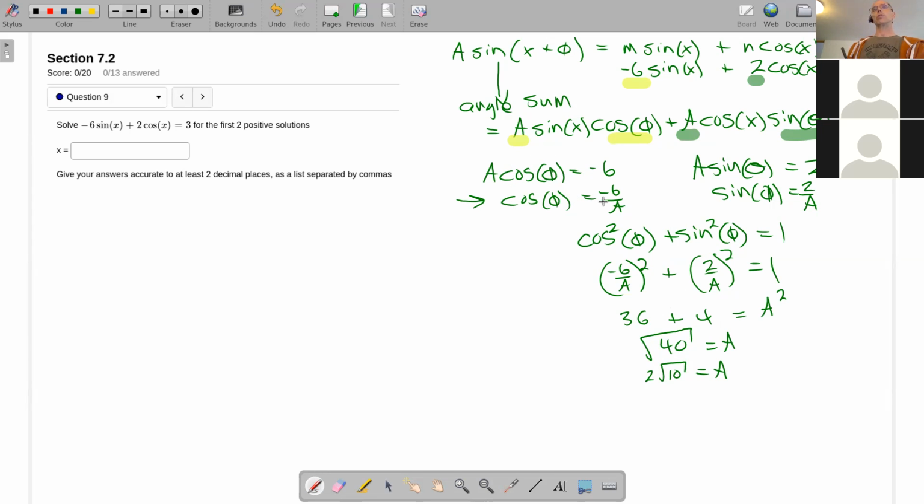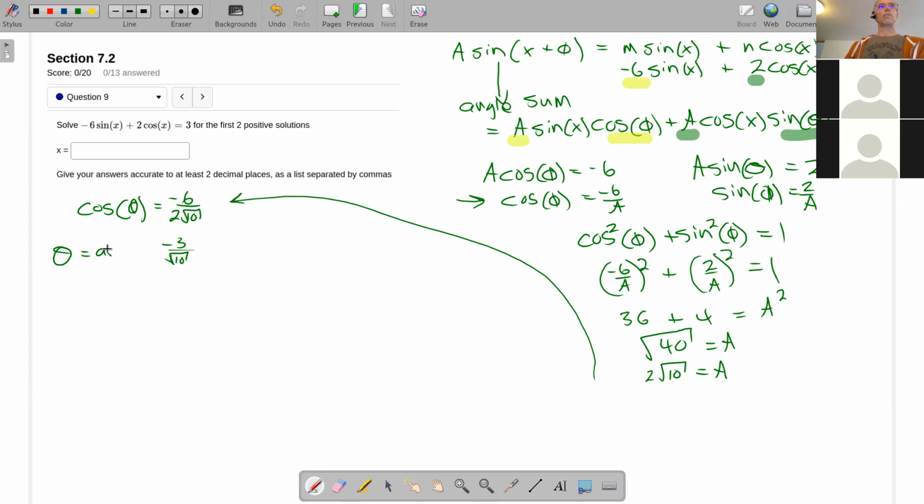And then our phi we get by using either one of these right here. I usually use the cosine one. So I get cosine of phi is equal to -6 over twice the square root of 10. So it cleans up a little bit. That's -3 over square root of 10. And so that phi has to be the arc cosine of that. And I'm just kind of stuck with that. There's not much I can do with that. That's not any special value I remember from the unit circle. So that's it right there.